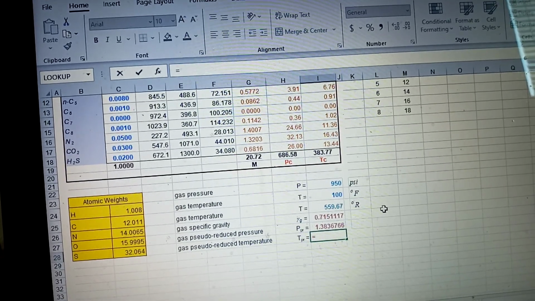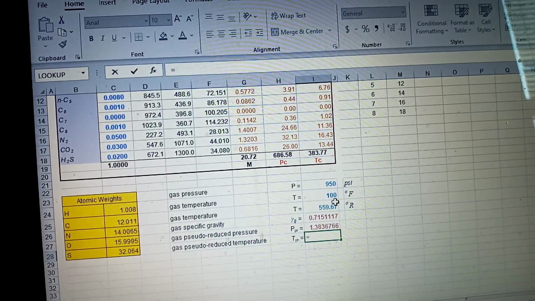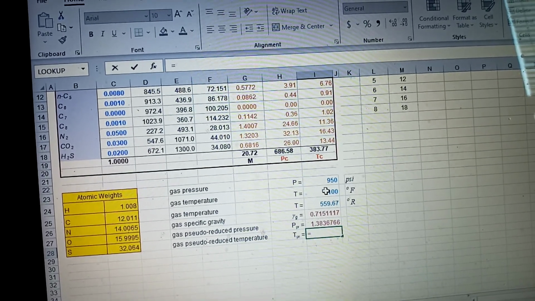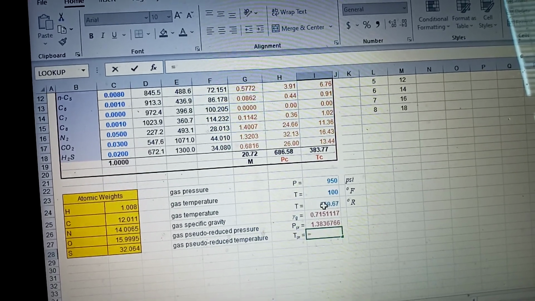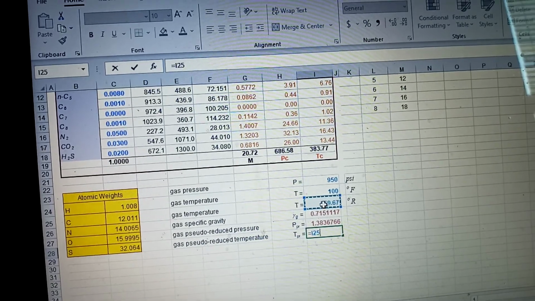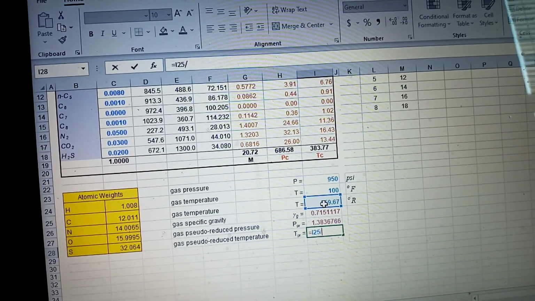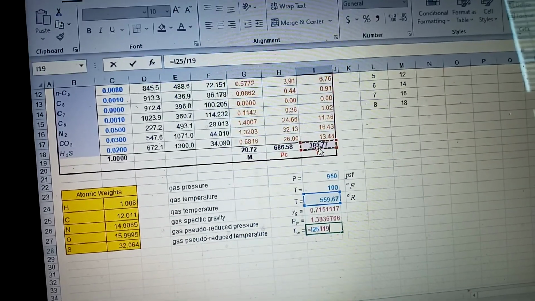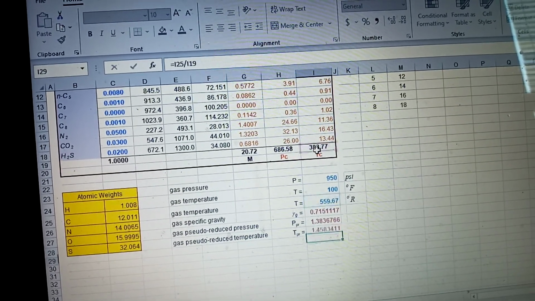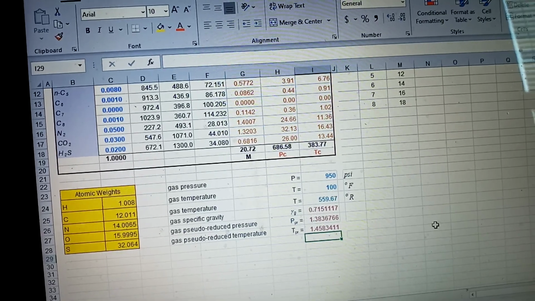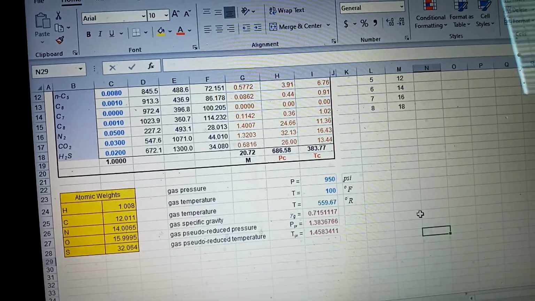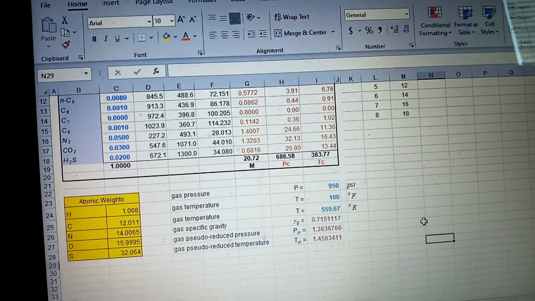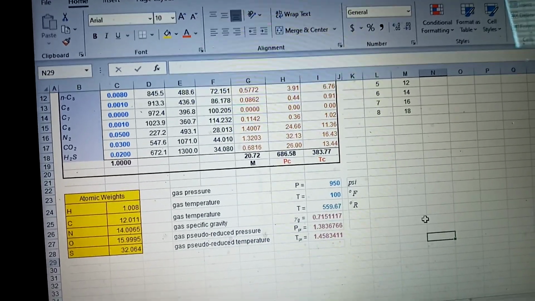Now the reduced temperature equals the temperature of the gas. You have to use the absolute temperature, which is the Rankine. So I'm not going to use Fahrenheit. If you use Fahrenheit, it's going to be wrong. So I'm going to click on this, which is the Rankine. That's the temperature of the gas, divided by the critical temperature, which is this, 383. I'm going to click on that. That's it. You are done. When you are done, you just upload your file and send it to me. I'm going to send it to Canvas.